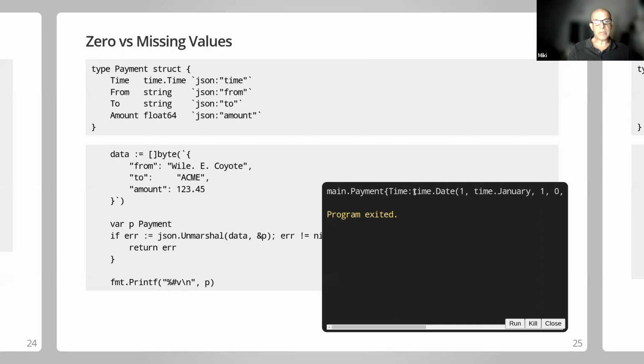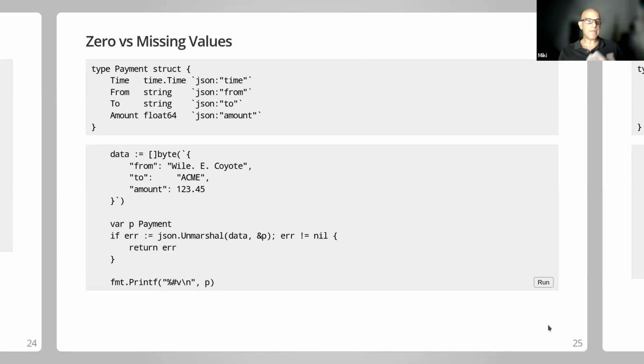So the time is going to be the zero value for the time, which is January 1st, year 1 in UTC. That's a zero value for time. Okay. So the problem is, now when I'm getting a message and something is empty, is it empty because they didn't send it over the wire, or is it empty because they actually sent me the zero value?